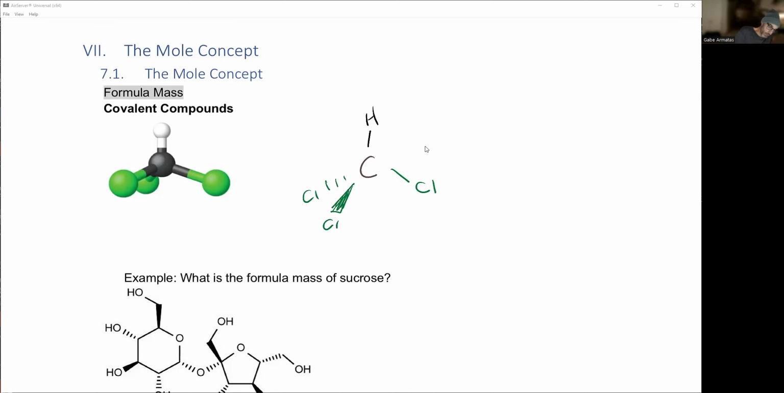So we can recreate this compound and just keep it simple. It's one carbon, one hydrogen. Generally we label the carbons, then the hydrogens, and then everything else in alphabetical order. CHCl3. Okay, so this compound is together.